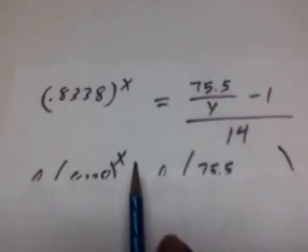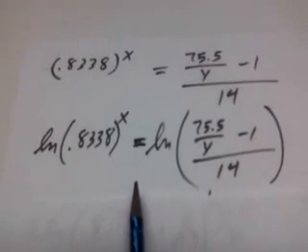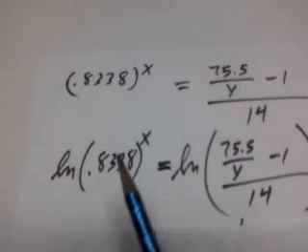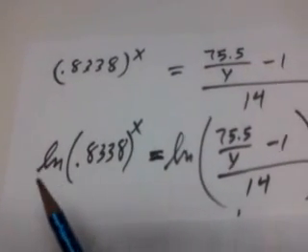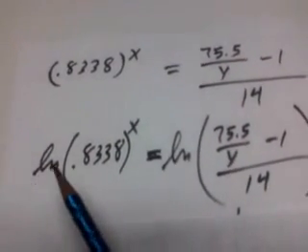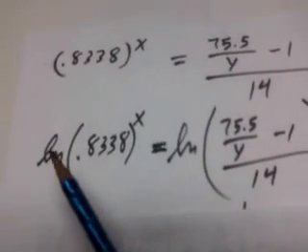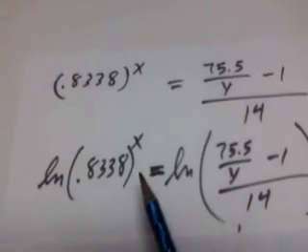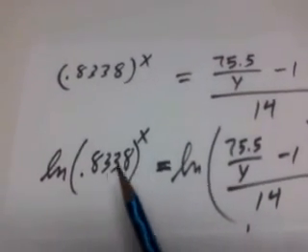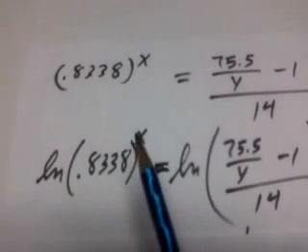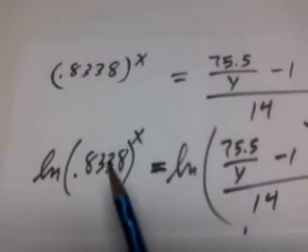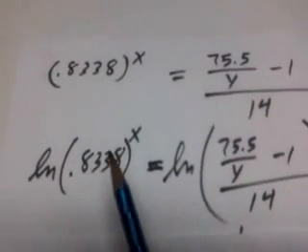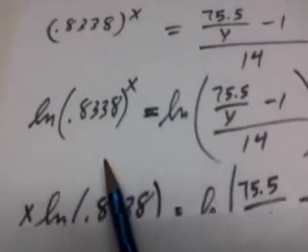So that's what I've done in the next step. I took the natural log of both sides of the equation. Now, when I take the natural log of the left side of the equation, the x moves down beside the ln. So this is going to become x ln 0.8338. And this is one of the rules of logarithms that we're using here in order to get that x out of the exponent. When you take the log of a number to an exponent, the exponent comes out front here, and then you just have the log of the number. So that's what we have in the next step.